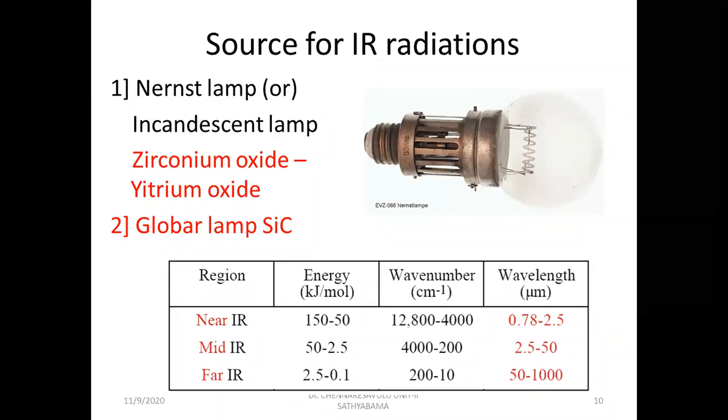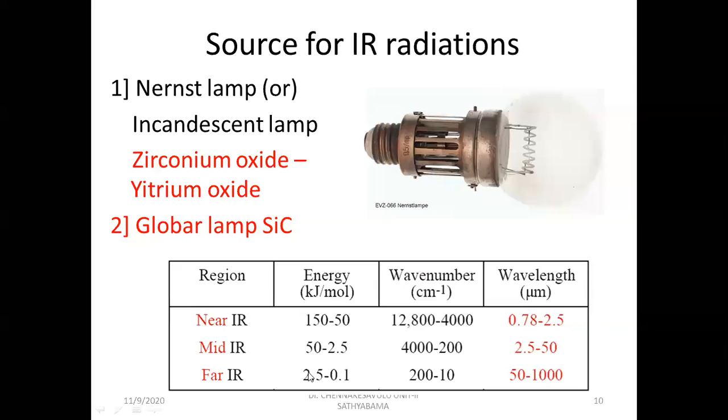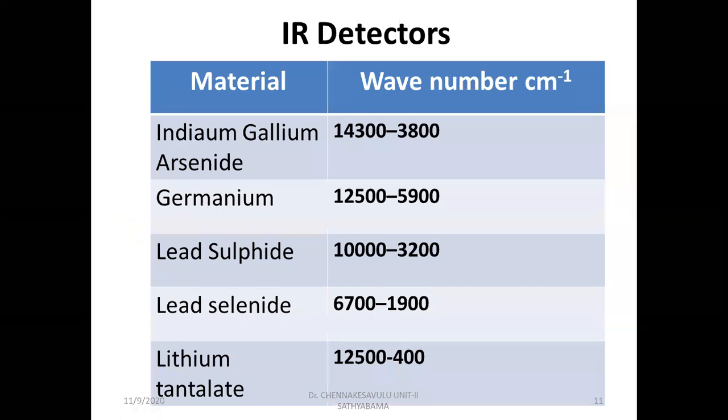So we have three types of IR regions: near IR, mid IR, and far IR. You see that the energy of near IR is very high, that is 150 to 50 kilojoule per mole, and far IR is very less. And IR detectors are indium gallium arsenide, germanium, lead sulfide, lead selenide, lithium tantalate. These are the sensors or detectors which will be detecting the IR radiation.